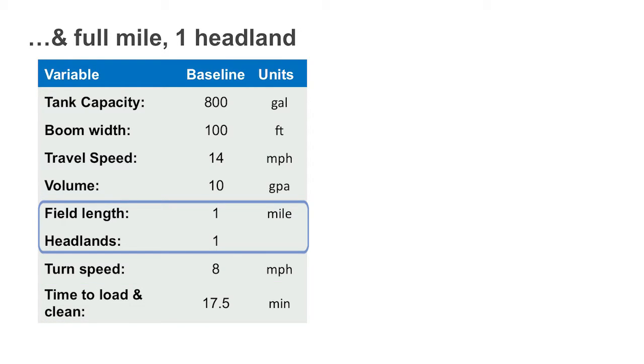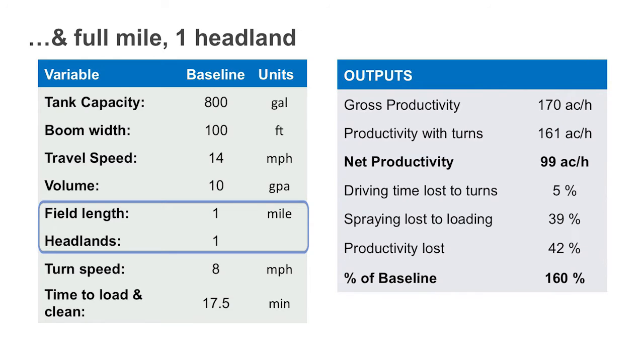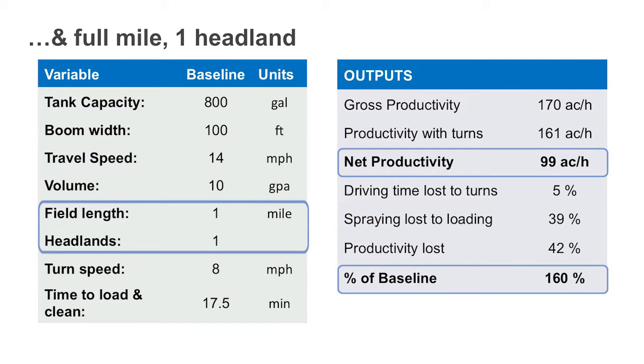But there's more that we can do. For example, we could, depending on the lay of our land, put some fields together and go the full mile instead of the half mile. Also, because we're driving slower, we can afford to remove one headland, and that also has implications. For example, our old numbers on the half mile 2 headland situation were 88 acres per hour. By removing that, we've gone to 99 acres per hour. So now our driving time lost to turns is just 5%.